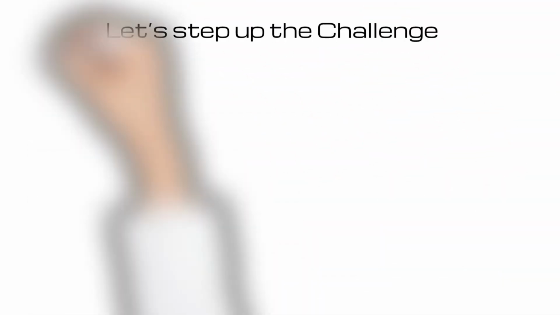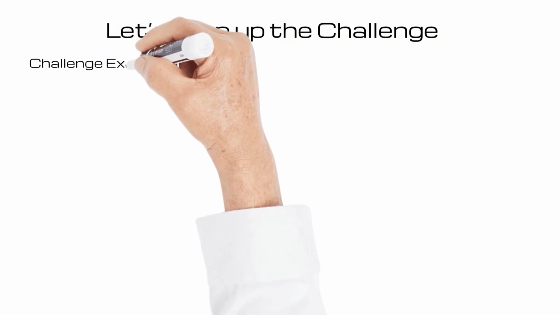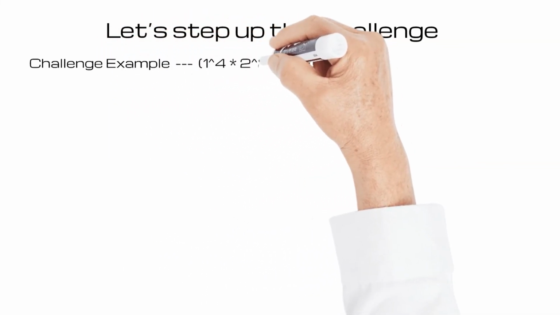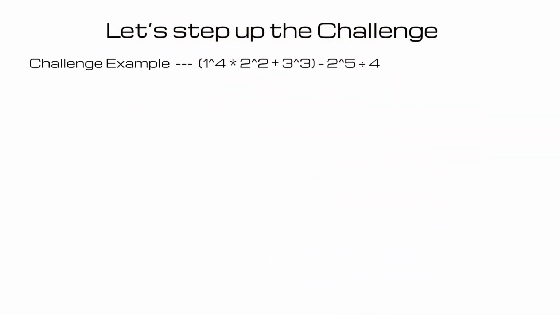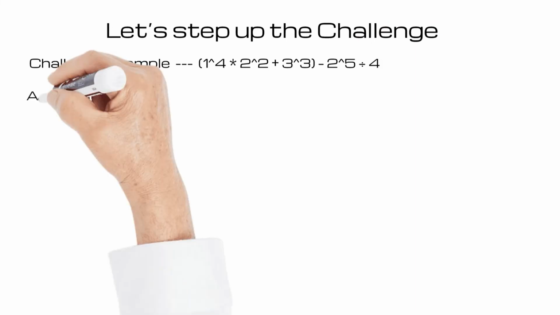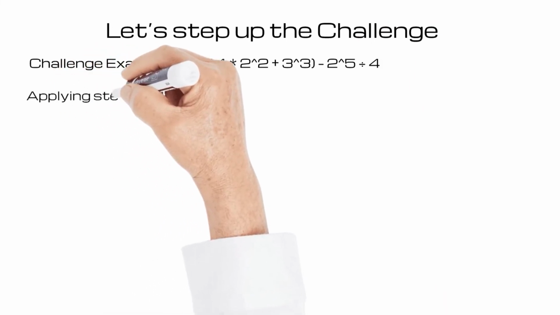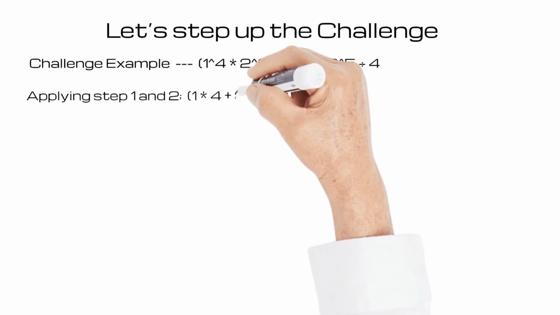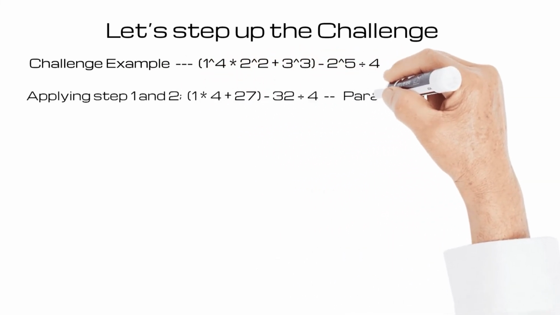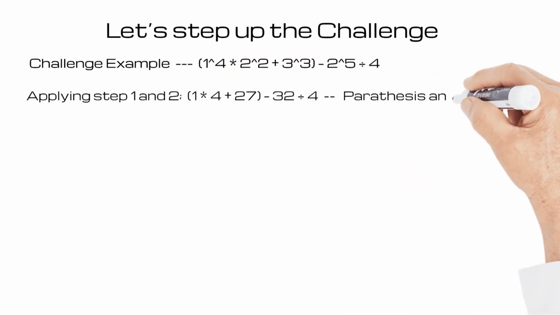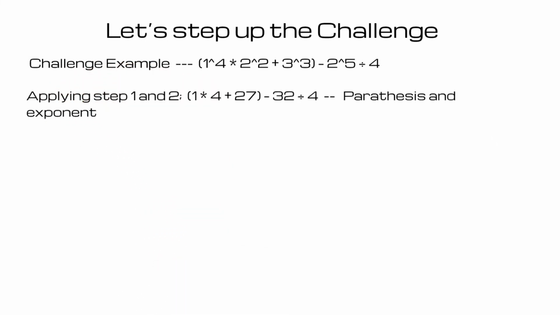Challenge example: in parenthesis 1 to the power of 4 multiplied by 2 to the power of 2 add 3 to the power of 3, subtract 2 to the power of 5 divided by 4. Applying steps 1 and 2 we get in parenthesis 1 multiplied by 4 add 27 subtract 32 divided by 4 using parenthesis and exponent rule.